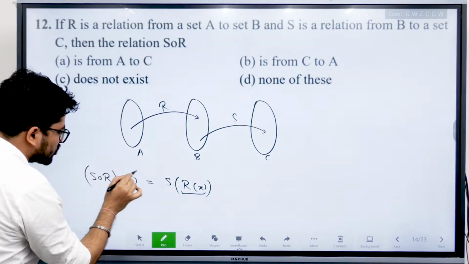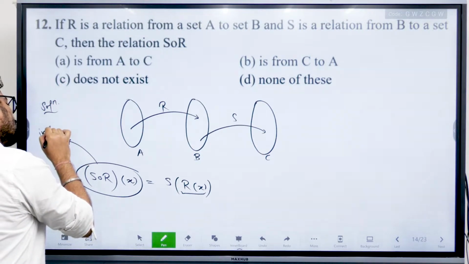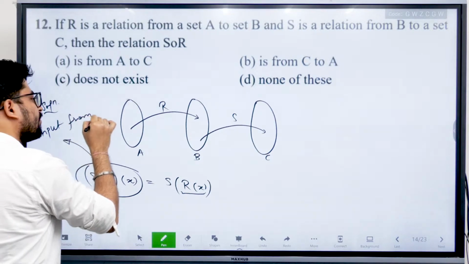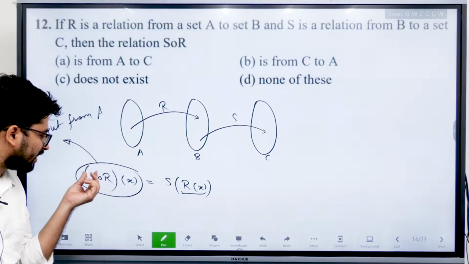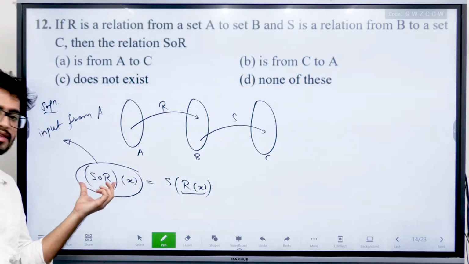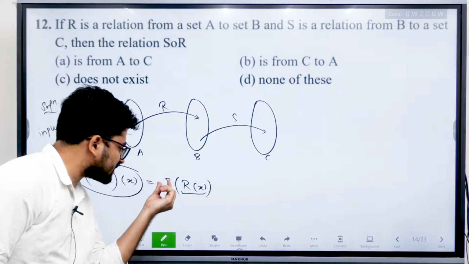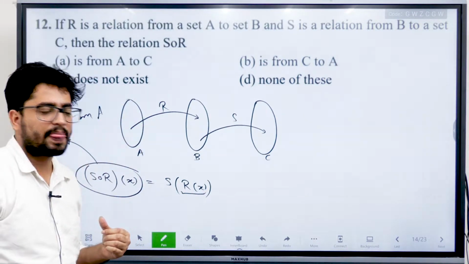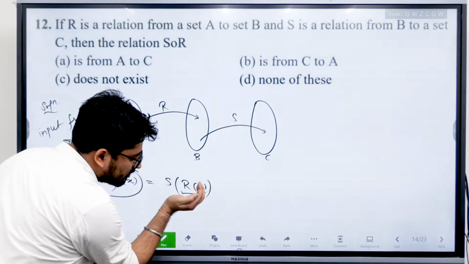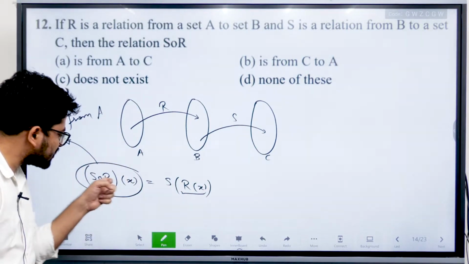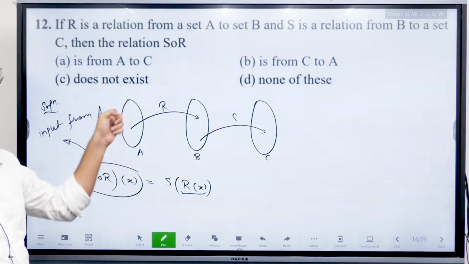So it means S∘R takes inputs from A. I'm telling you again, S∘R is some relation and when you give some input to it, it is defined as S of R(x). This is the definition. R(x) means x is the input for R, and x is also the input for S∘R. So the input of S∘R comes from set A.